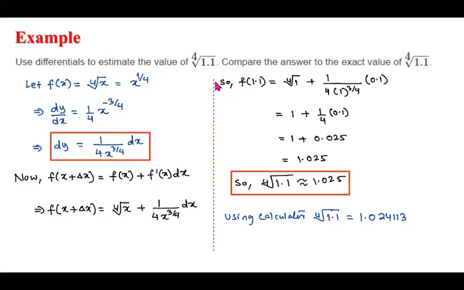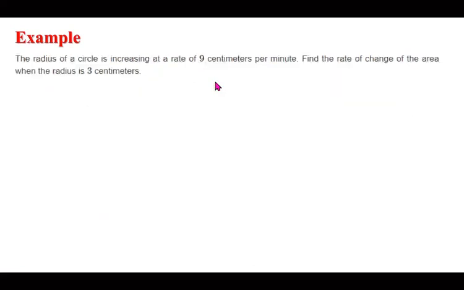Okay, so there are two ways to approximate the value. One, you can use the linearization to approximate. The other one is you can use the differentials to approximate the values. Okay, we are heading towards the last portion. Now we have two more examples remaining. This is the 11th example. Let's move on to the 12th example here, which is related rate.